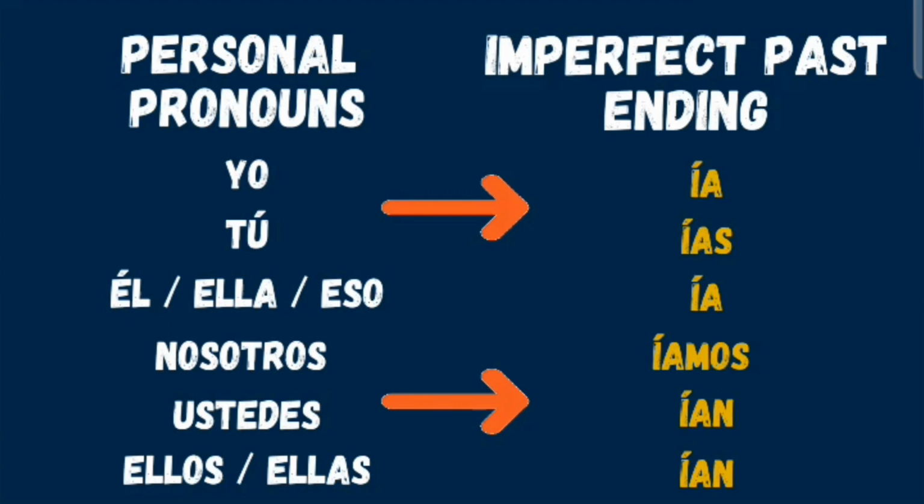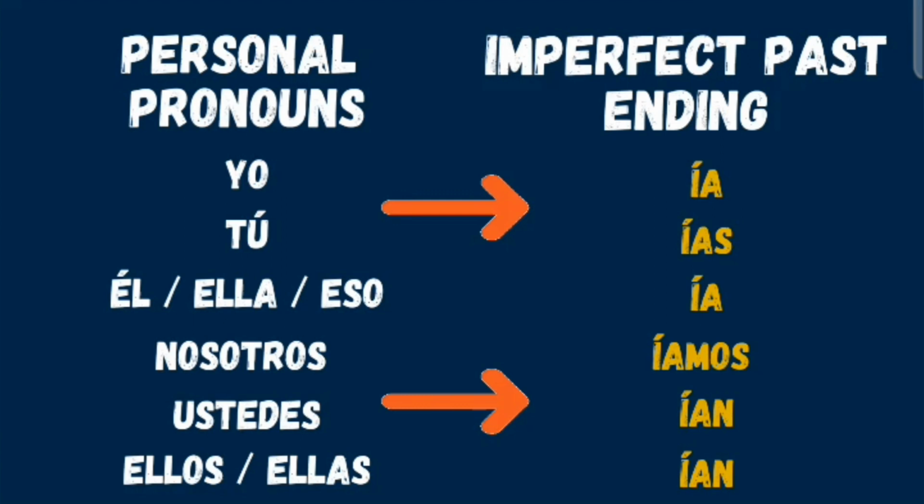Now, if you have your personal pronoun we, nosotros, the ending of your verb ending with ir, letters I, R, has to be íamos, letter I with an accent. Now, personal pronoun you in the plural form, ustedes, the ending of your regular verb ending with ir has to be ían, with an accent. See, all the personal pronoun endings have an accent.